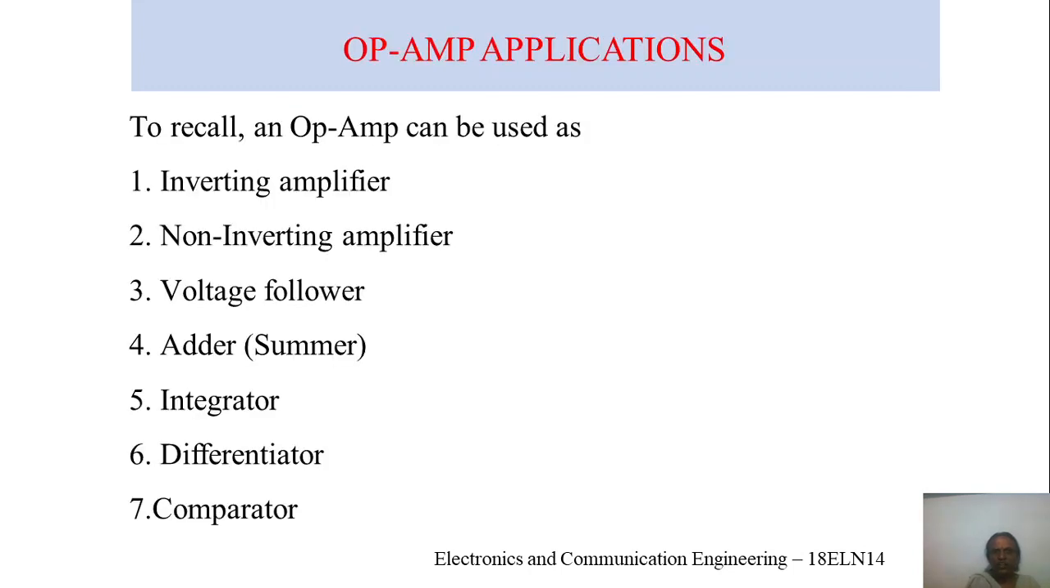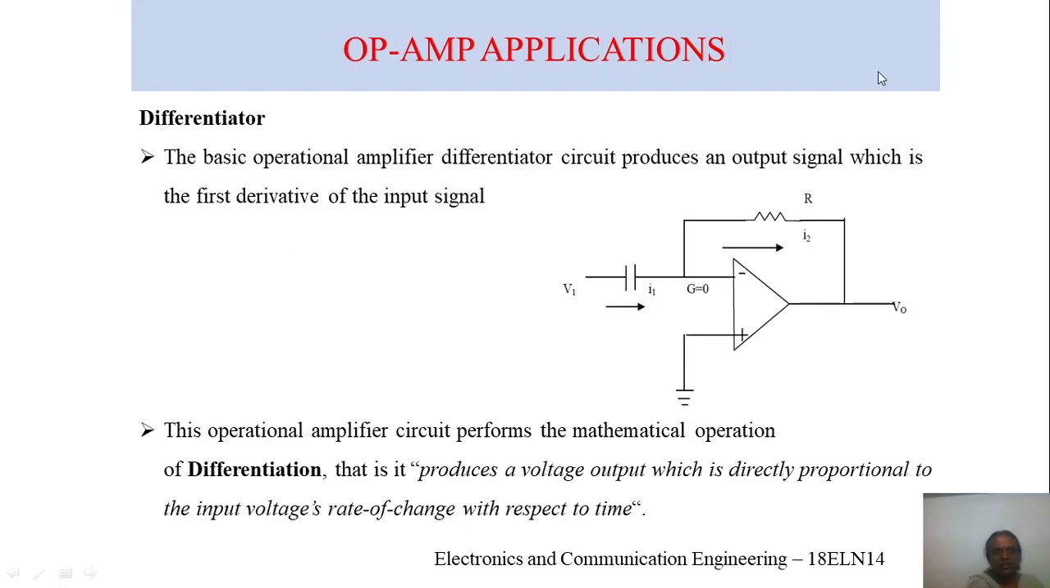To recall, op-amp can be used as an inverting amplifier, non-inverting amplifier, voltage follower, adder or summer, integrator, differentiator and comparator. This is just to recall all the applications. The left out two applications are the differentiator and the comparator. Going on to the differentiator application: a differentiator amplifier is basically a high pass filter and is used in wave shaping circuits, frequency modulators, etc.